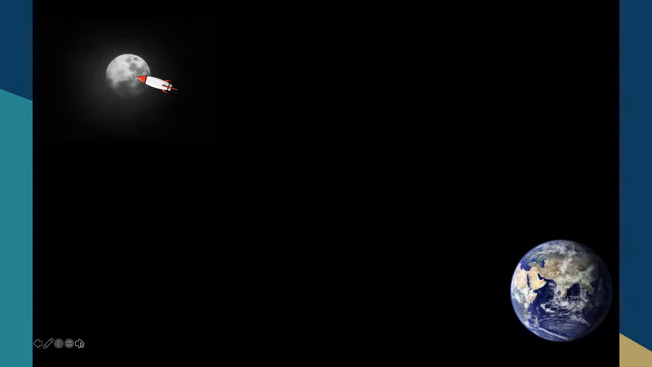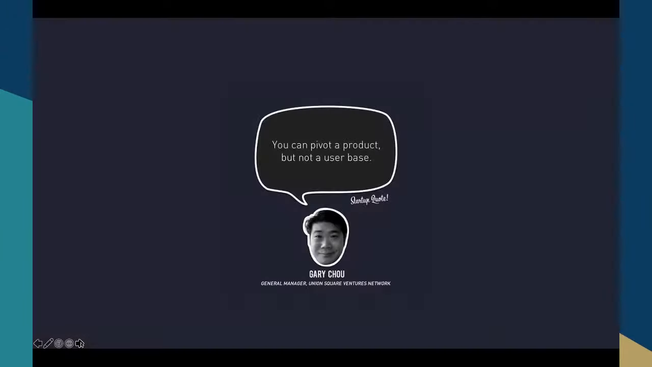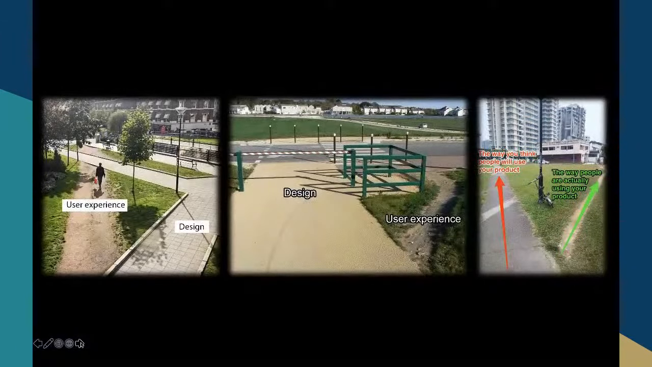But what do we do in this industry when we think we are right first time and when we launch it, it has to work? We end up trying to push the moon to the rocket. But the problem with that is that you can pivot a product, but not the user base. And so ultimately, no matter how well you design your product, the users will always define the experience and how they actually want to use your product.